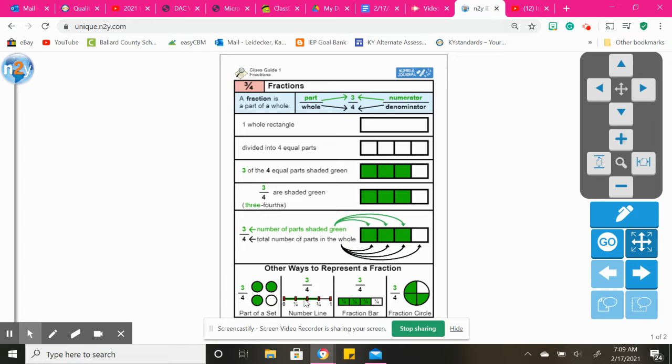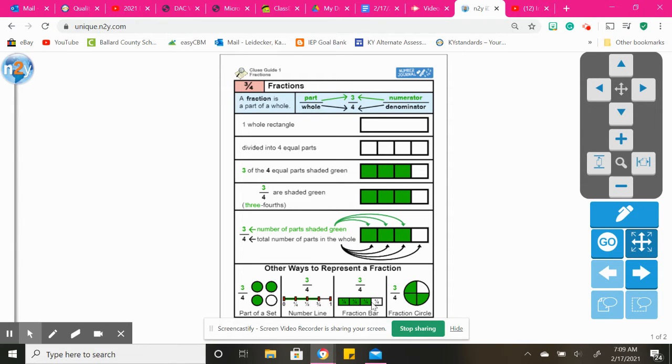Another way to represent a fraction is on a number line. So you have 0 to 1, and I always think of the number line as money. Like you have 4 quarters in a dollar, and then 1/4 would be 1 quarter, and 2 out of the 4 would be your 50 cents, which is half of a dollar. And then you have 3/4 of your dollar, which is 75 cents.